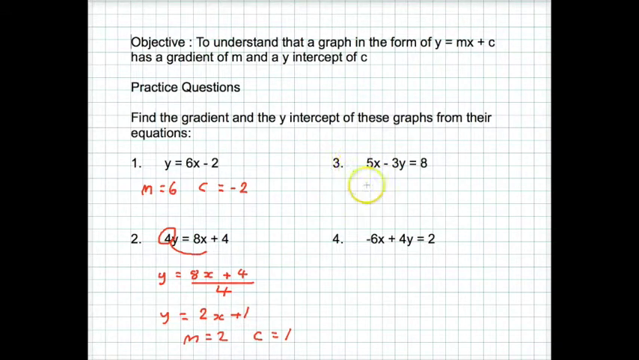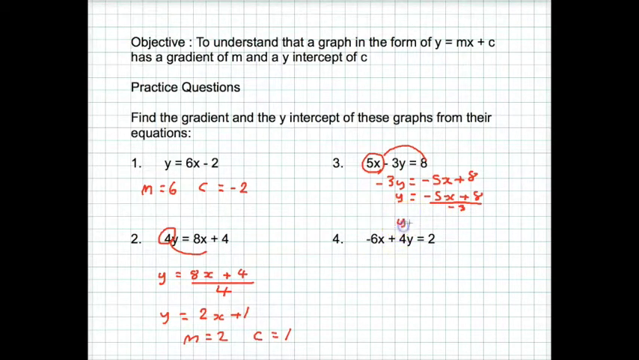Okay, question 3. Again, we need to rearrange this one. So this time, first of all, take this 5x over to the other side where it becomes a negative, we're left with -3y equals -5x plus 8. I now have to divide it all through by the -3, so I now get y equals -5x plus 8, all divided by -3.